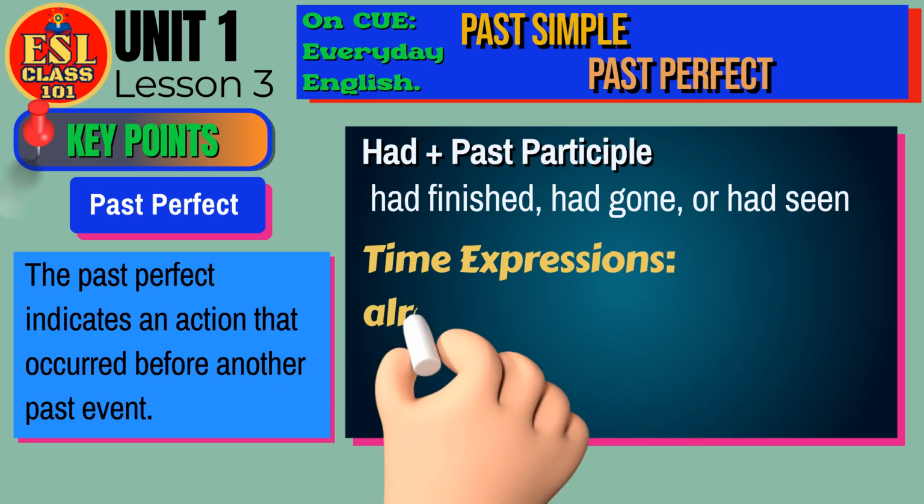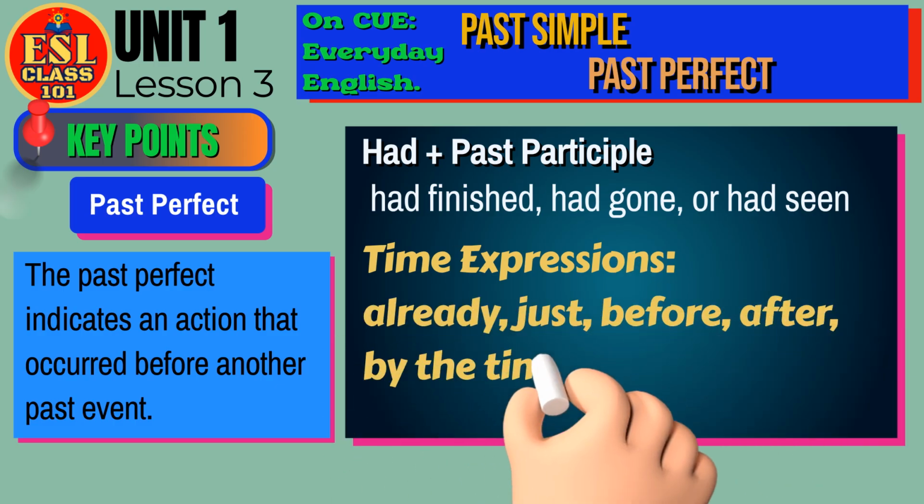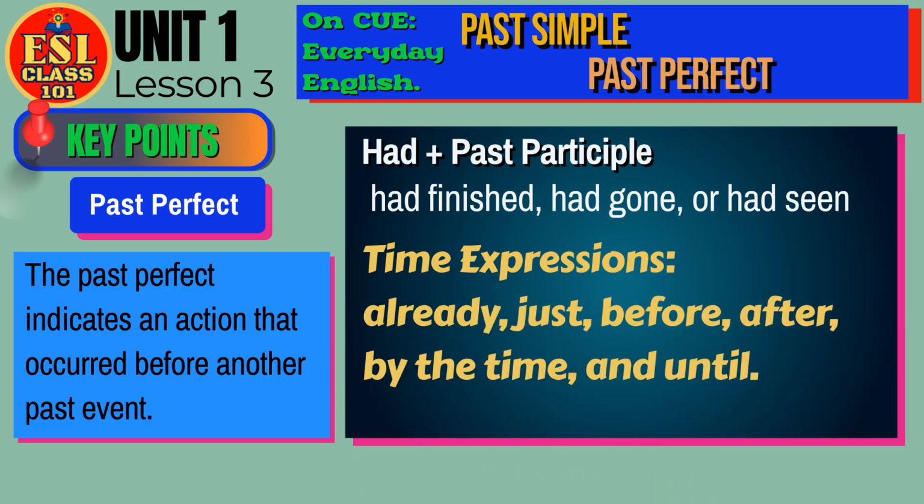The past perfect tense is often used with time expressions, such as already, just, before, after, by the time, and until. These words help signal the sequence of actions. Remember, the past perfect connects two past actions, showing clearly which one happened first, and it always relies on had plus the past participle to make that sequence clear.